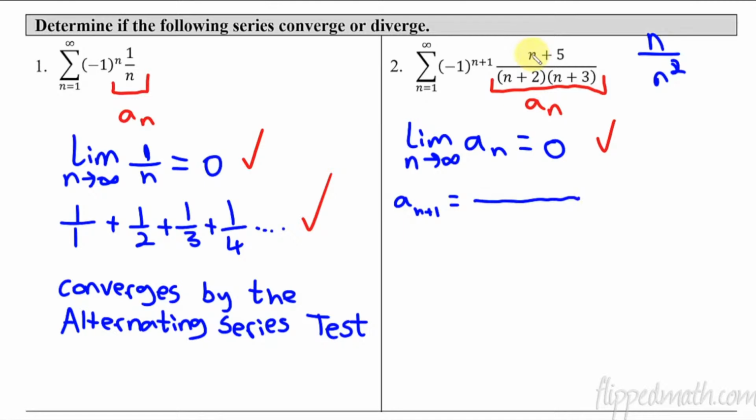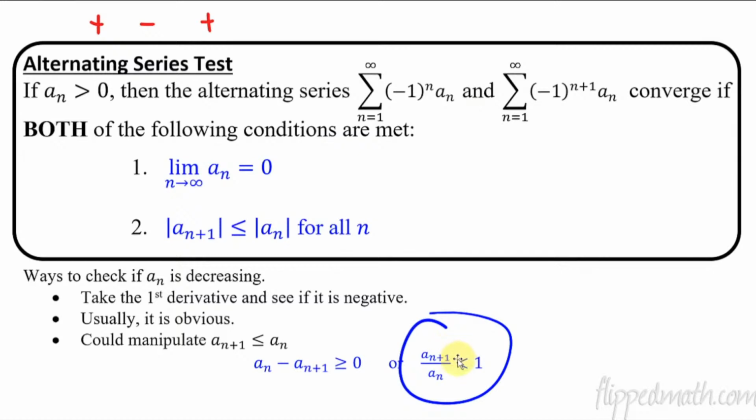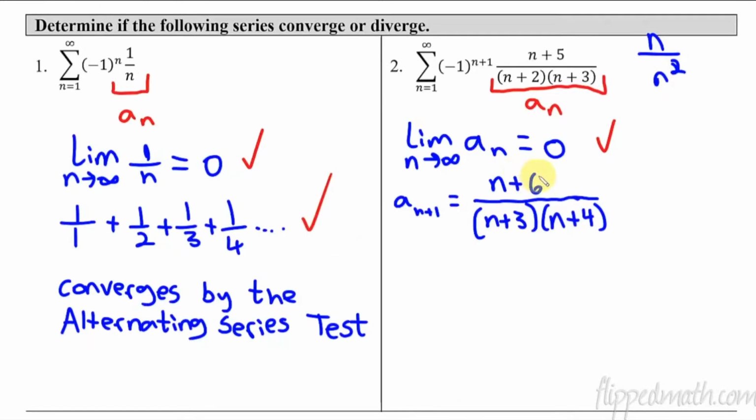If this n becomes an n plus 1, that makes this n plus 6. N plus 1 plus 5 is n plus 6. This one is n plus 1 plus 2, that's just n plus 3. This n plus 3 now becomes n plus 1 plus 3, so it's now n plus 4. So what next? Now we're going to do the ratio. Remember, the ratio is A of n plus 1 divided by A of n. So I'm going to rewrite A of n plus 1 down here real quick: n plus 6 over n plus 3 times n plus 4.